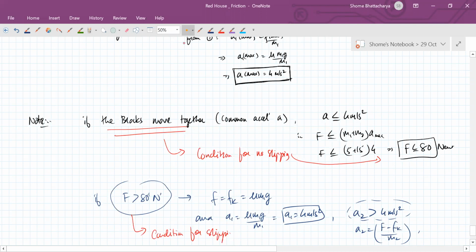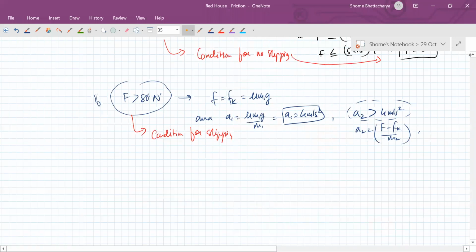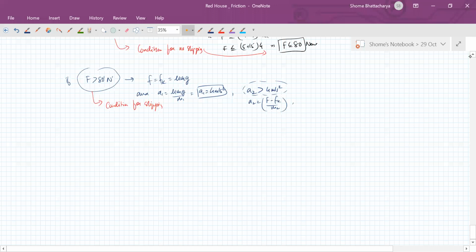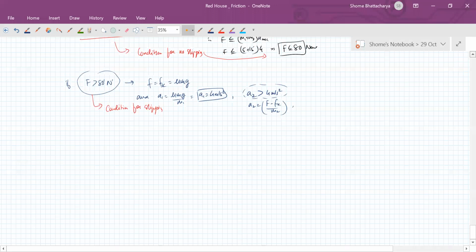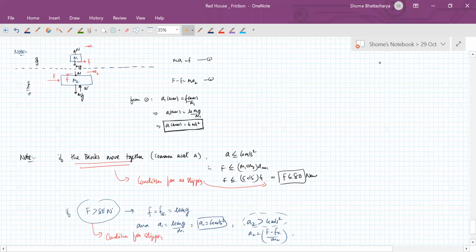Now if you apply this over here in this question, you can very easily understand what is happening in each of the cases. In the first case, you can see that I'm applying a force of only 60 newtons, so I'm satisfying the condition for no slipping. That is the priority, that is what friction wants to do. So for the first part, F equal to 60 newtons, a1 is equal to a2 equal to a, a common expression.